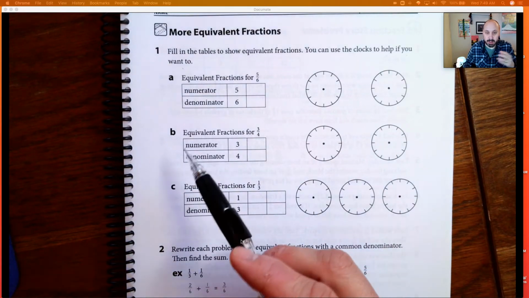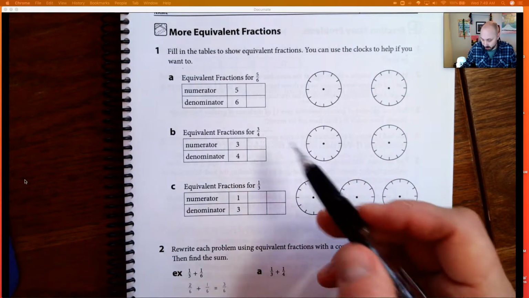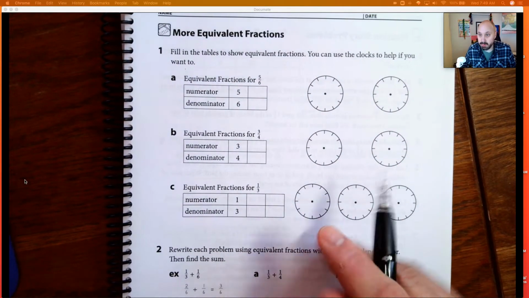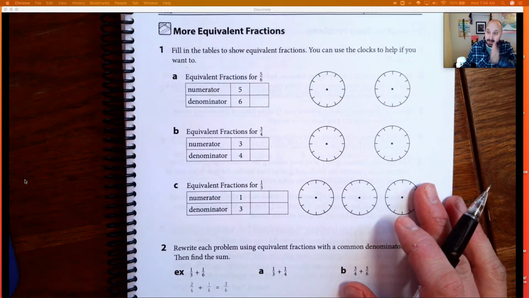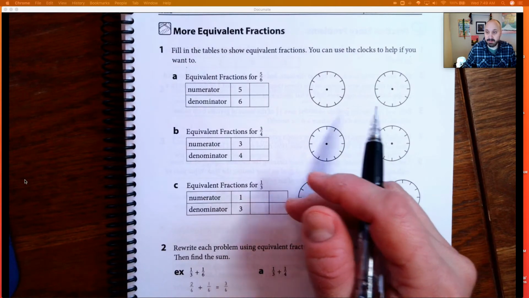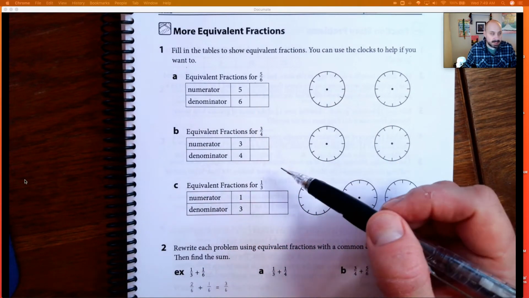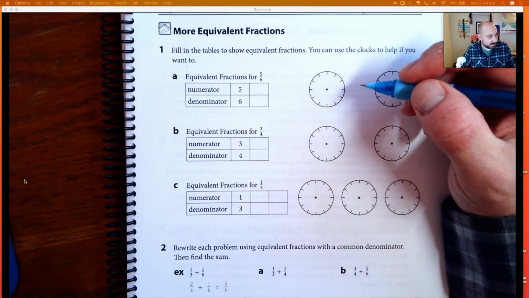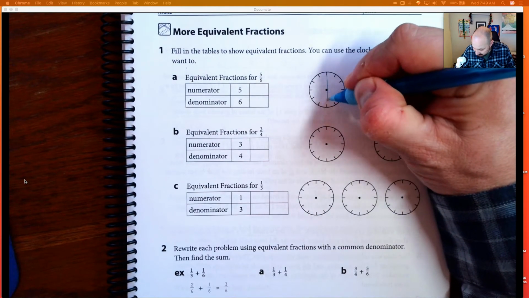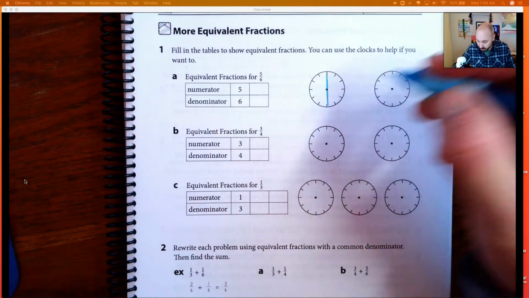I'm going to show you what the equivalent fraction looks like within the clock, as well as talk about what it looks like just to find the multiple that we can use to go up for the equivalent fraction. All right, so the equivalent fractions for 5/6. What they want you to do is, I'm going to use blue here, cut this fraction into sixths first.